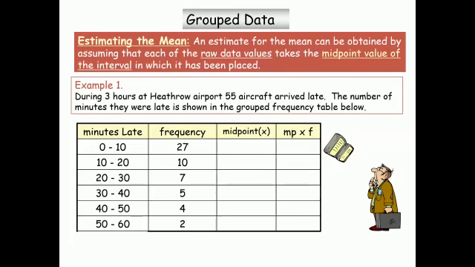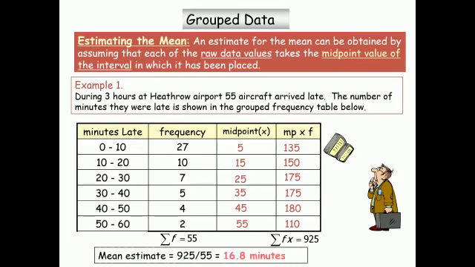0 to 10: add 0 plus 10 divided by 2, you will get 5. This is the way you have to complete all the midpoints. After the midpoints are finished, you multiply frequency with the midpoint. Then find the total of frequency, then divide. This is the way of finding the mean.